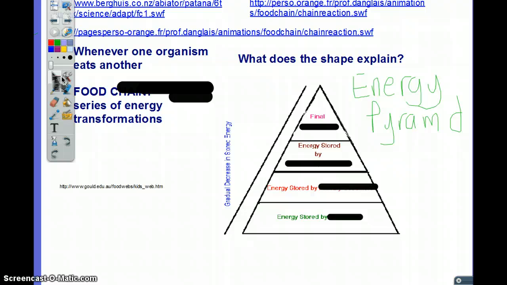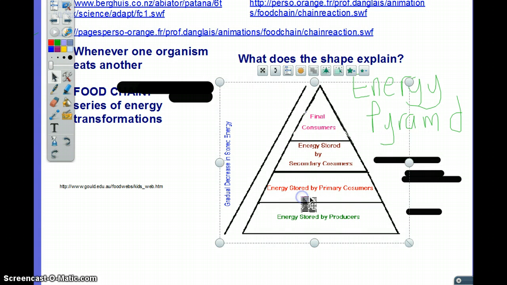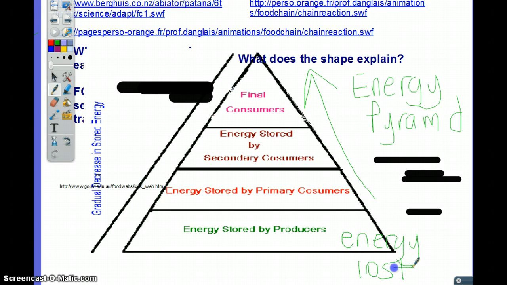Okay? So who goes in the bottom of this pyramid? The biggest. Who has the most energy? Grass. Producers have the most energy. Next is going to be primary consumers, and from there on and on. As you go up the pyramid, energy is what? You lose. How do you know that? It gets smaller and smaller. The shape tells you that. But how do you know that energy gets lost? It's a what?